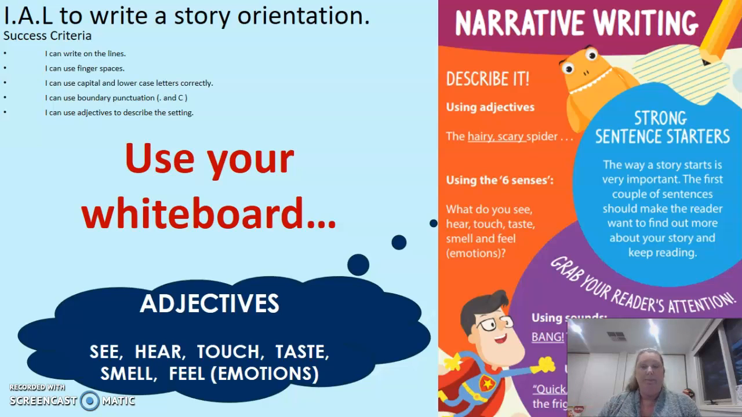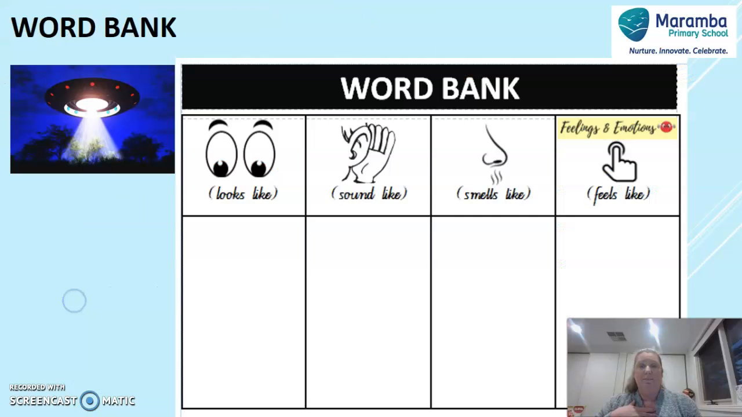All right, we're going to look at adjectives, and we need to look at see, hear, touch, taste, smell, and emotion. So those feelings, they're all the senses that we're going to use to describe things, so adjectives, about our story. Let's have a look at our word bank.